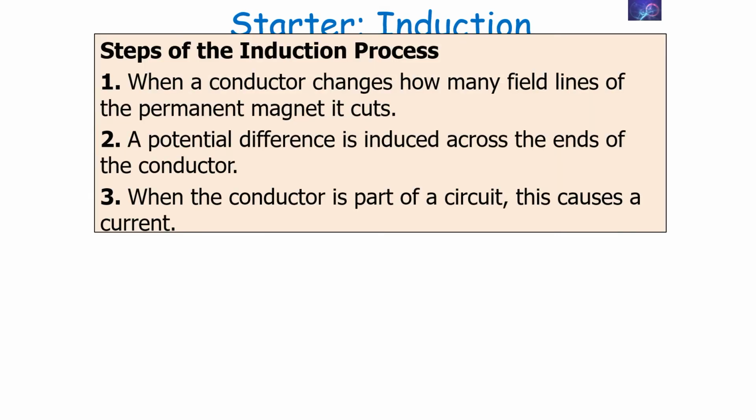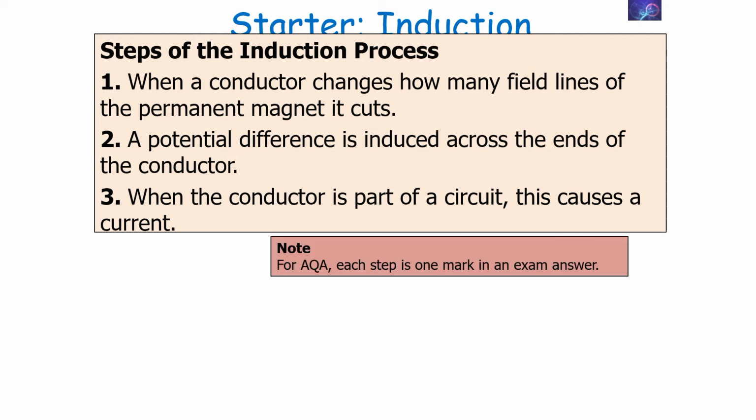So let's look at the steps of the induction process. Step 1. When a conductor changes how many field lines of the permanent magnet it cuts, a potential difference is induced across the ends of the conductor, and then when the conductor is part of a circuit, this causes a current. Now, for the AQA examination, each step is 1 mark in an examination answer.